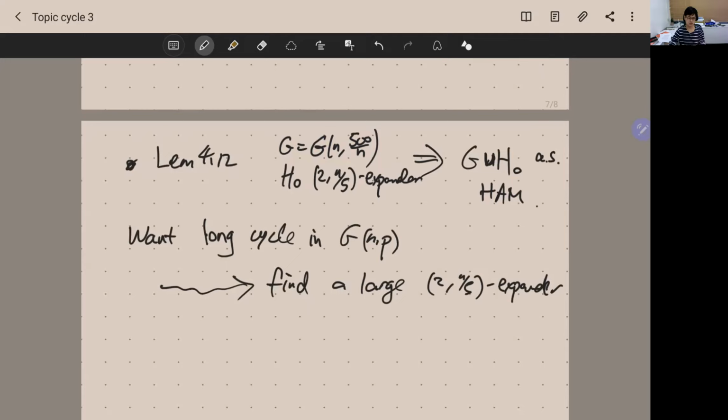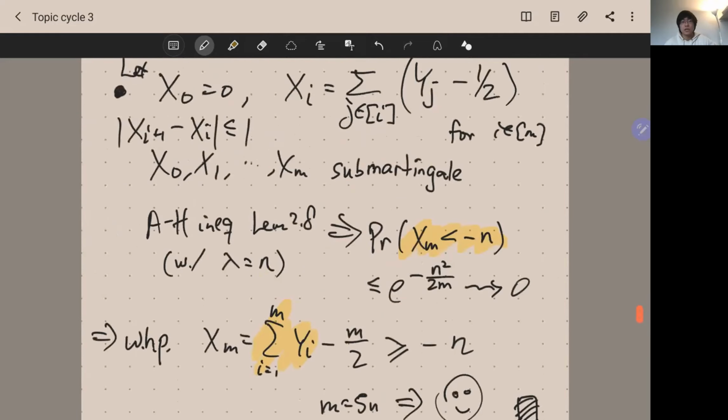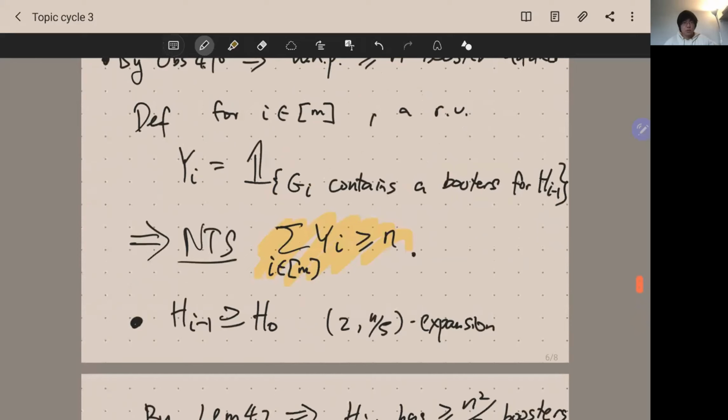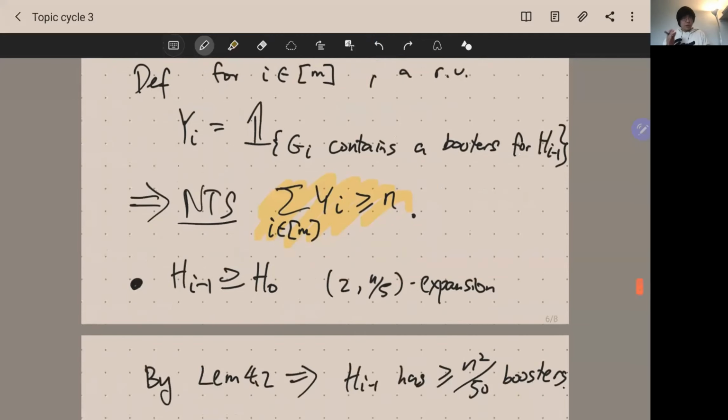There is a question in the chat. The question is why we cannot use the linearity of expectation to say that the sum of Y_i is at least 5n/2. It's not that we need the expectation of the sum to be big. We need the actual random variable, the sum of Y_i, to be big, at least n. Not its expectation. But since we know its expectation is large and the dependency is weak because it's a martingale, you can use concentration to show that its actual value is not so far away from its expectation. In particular, it's at least n with very high probability. You are right that we can do linearity of expectation, but that only gives that the expectation is large, not that the actual random variable is large.